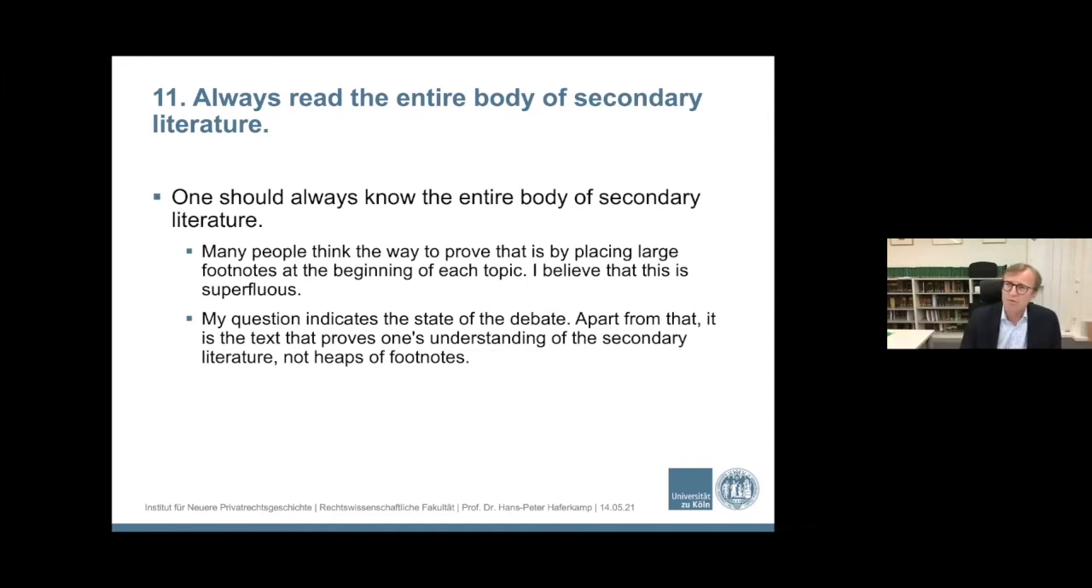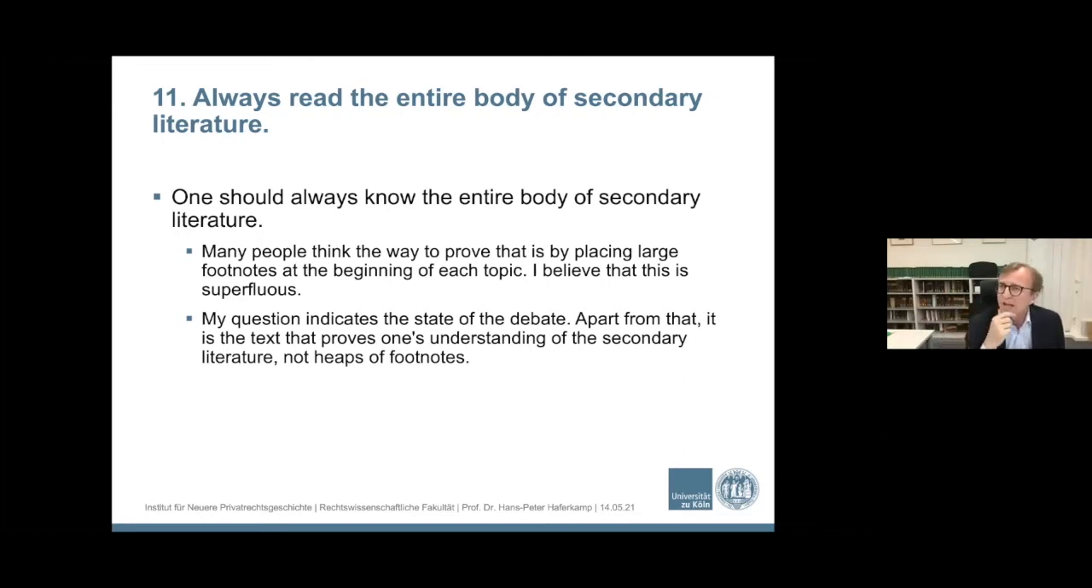And there is a common habit, especially among colleagues in Munich, I had hours and hours of discussions about this. They always say the first footnote should prove that you know all the books. And now you have these huge footnotes with hundreds of books. I think this is of no importance at all. I think the book proves that you read all the secondary literature. And this is something I will tell you at the end.